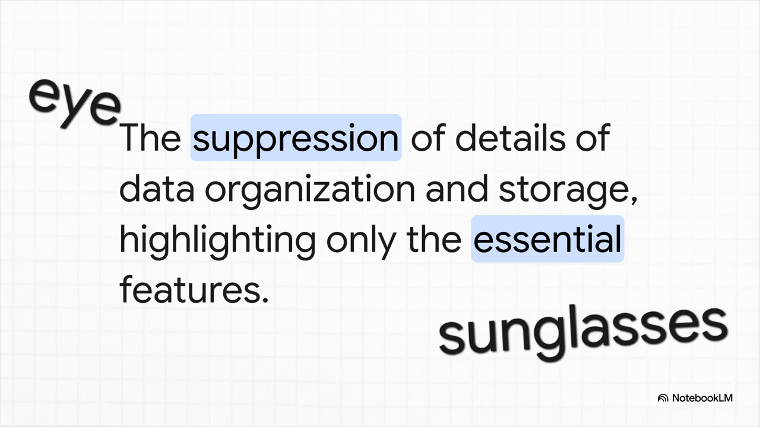Yeah, data abstraction is all about hiding the messy bits. I mean, you don't need to know how the data is physically laid out on some spinning magnetic disk just to check your bank balance, right? The system shows you only the essential features, giving you a much simpler, cleaner view of things.